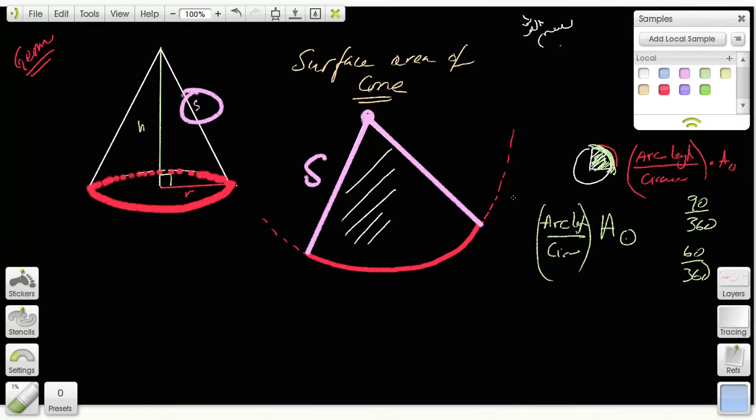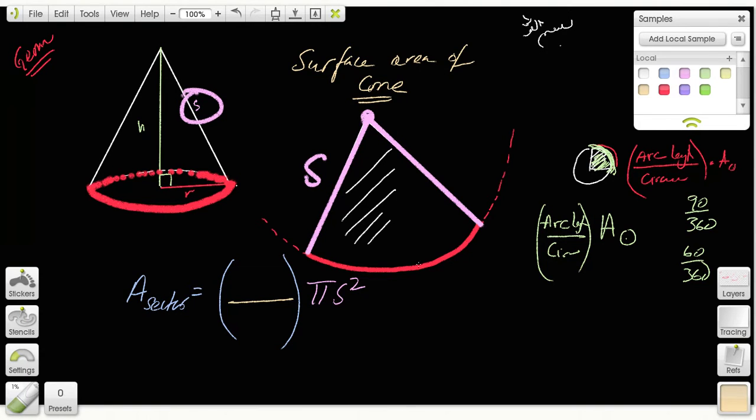So to find the area of this sector, which is the lateral area of the cone, it's going to be some proportion of the area of the big circle. And what's the area of the big circle? It's going to be pi r squared. But what's r? The radius is s. So the area of the big circle is pi s squared. And what proportion are you going to take? You're going to take part of it. You're going to take the arc length over here compared to the big circumference.